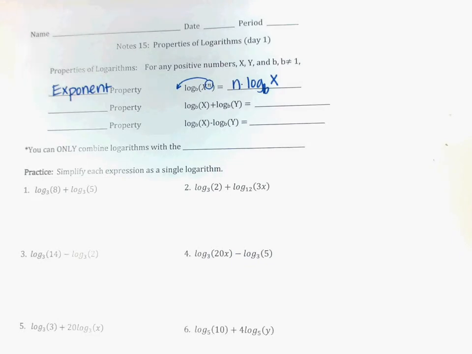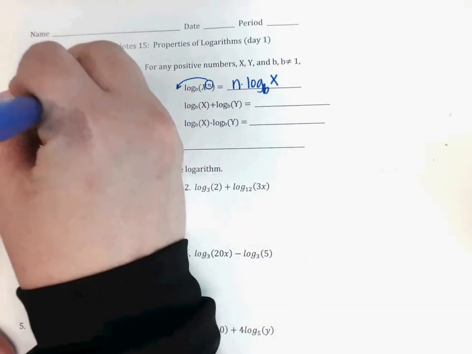Okay, second one is the addition property. Then after addition, what do you guess comes next? Subtraction. Very good. So addition property is next, then subtraction.